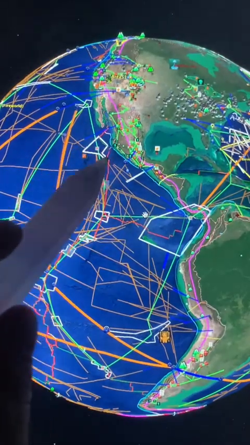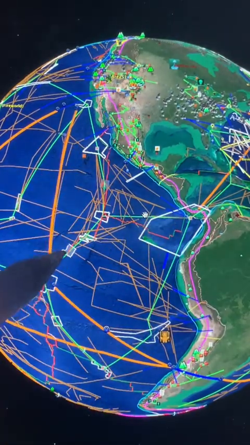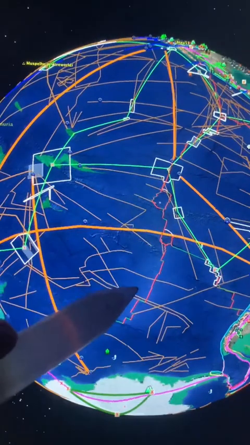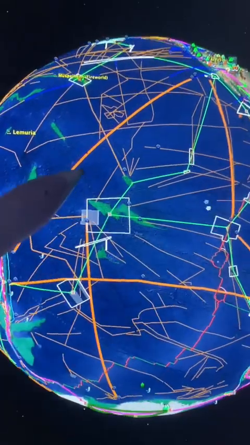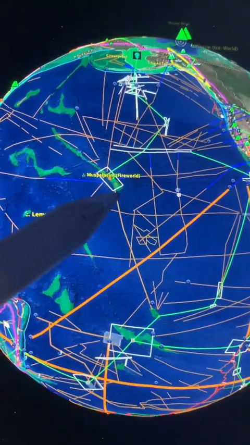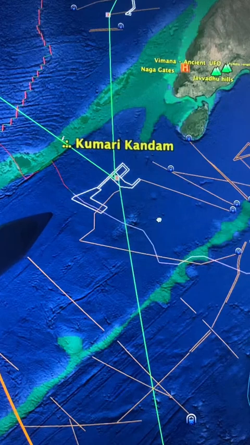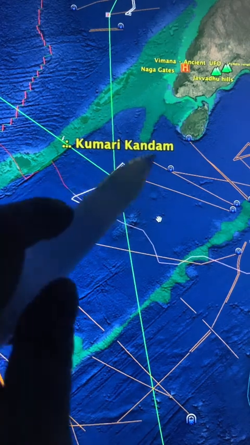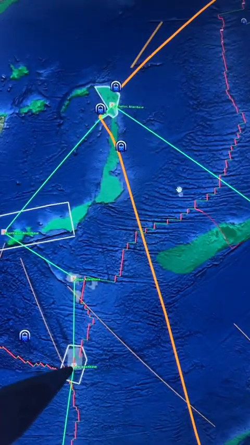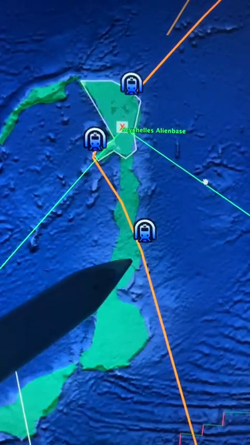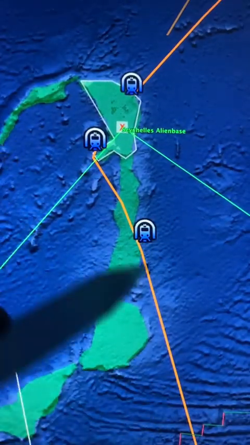In the ocean again, we have big formations of anomalies, which are certainly big structures they have made under our ocean. Near Kumari Kandam, one of the old legends like Atlantis, or from India, we find again these alien structures. They're also very well hidden, all their entrances.